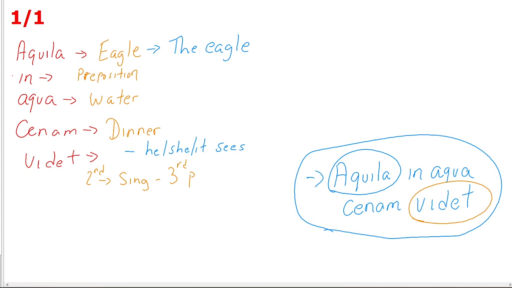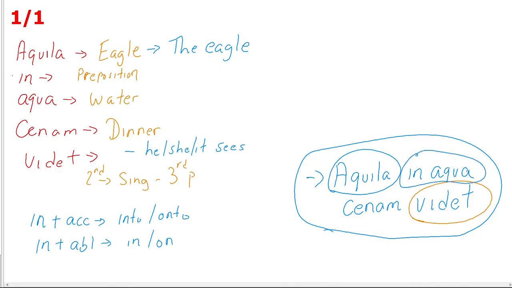Then in aqua. So we said if in is accompanied with an accusative, it means into or onto. If in is accompanied by ablative, it means in or on. So what is in accompanied by here? Ablative. So how will we translate in aqua? In the water.